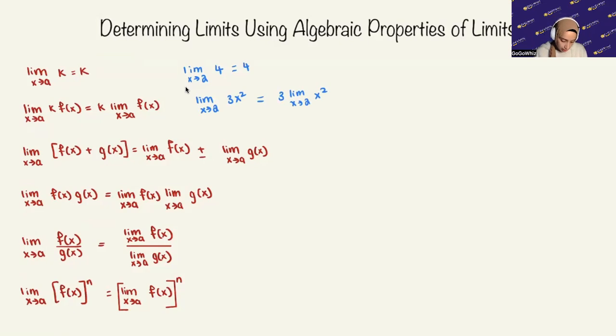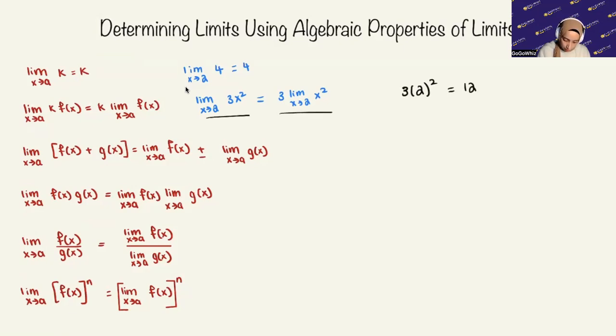So if I said, for instance, what's the limit as x approaches 2 of 3x squared, we can substitute that 2 in. So we're just going to have 3 multiplied by 2 all squared, and that is just 12. And this is using this first technique.